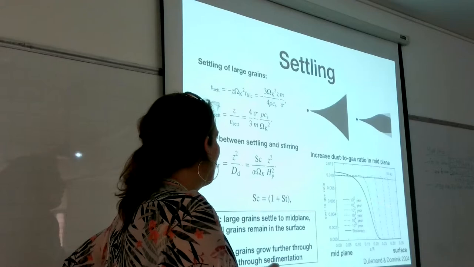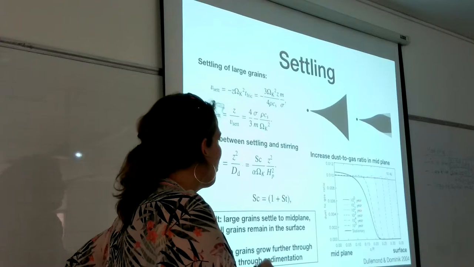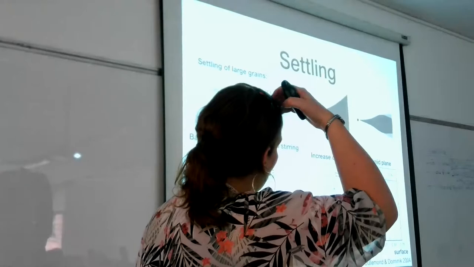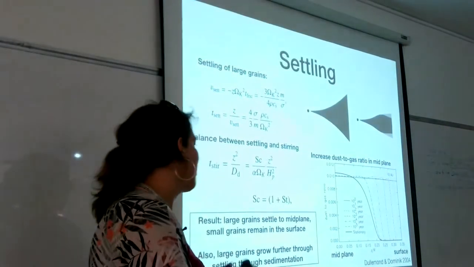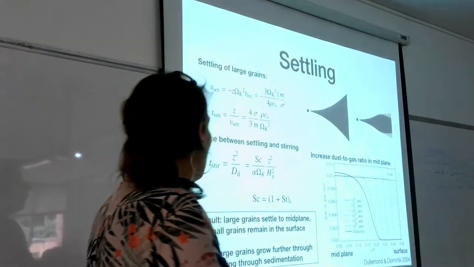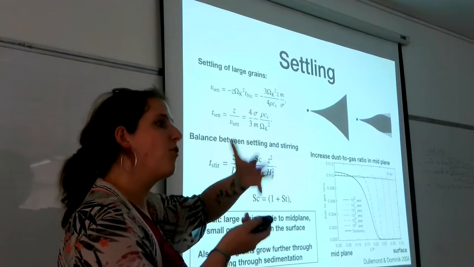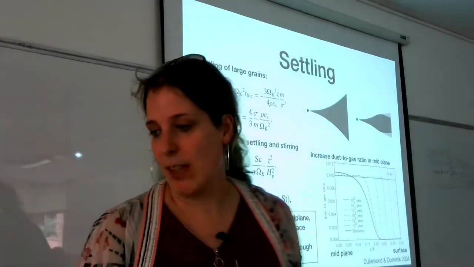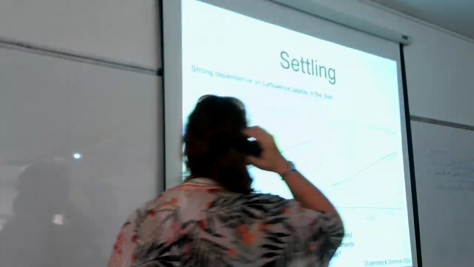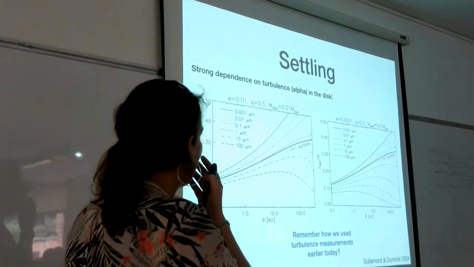And if you go to longer timescales, you will see that the dust to gas ratio becomes larger for a thicker part of the disk, because more and more grains settle towards the midplane. And also the grains, because they're settling, because they're moving down towards the midplane, will grow to larger sizes, which is called sedimentation. The settling itself has a strong dependence on the alpha parameter, which we talked about earlier.